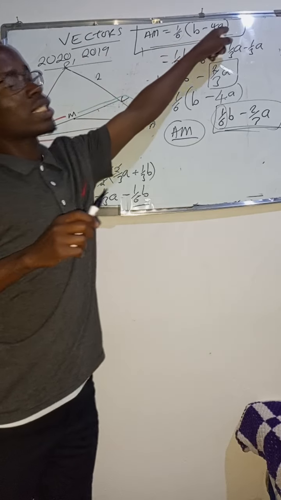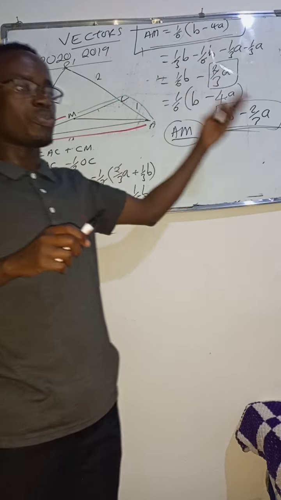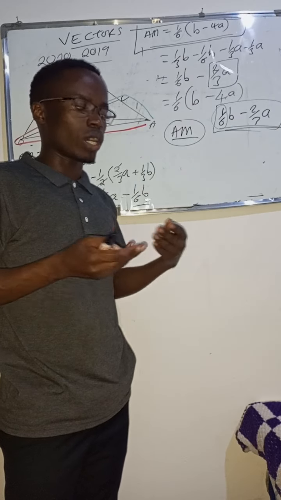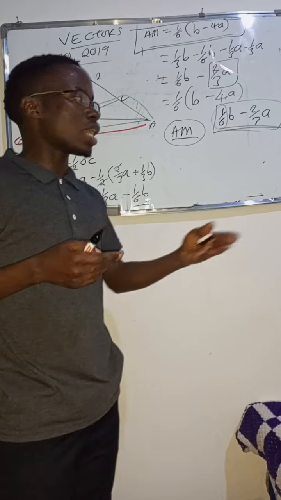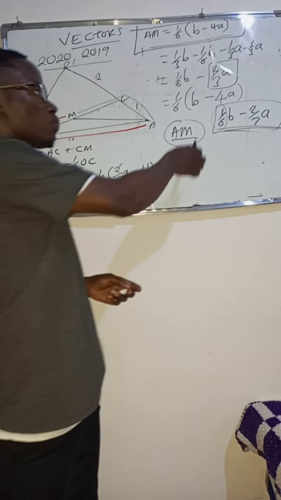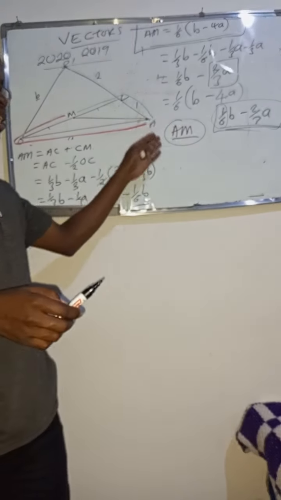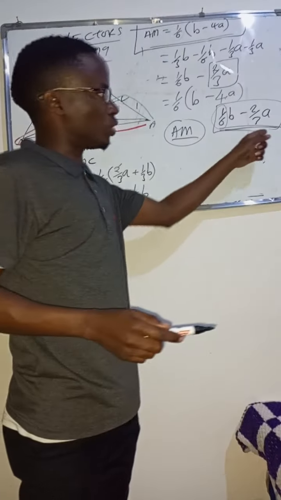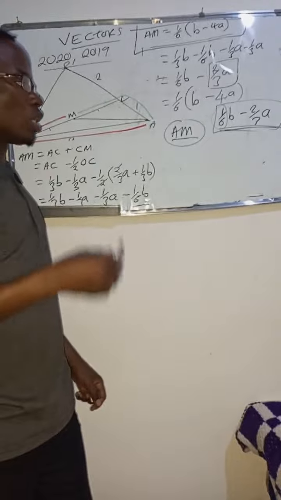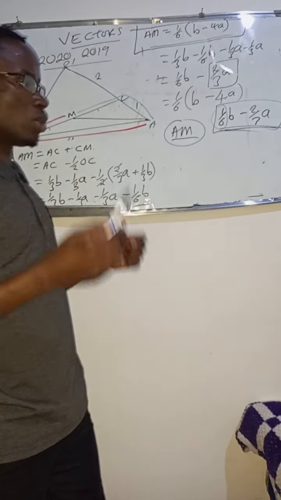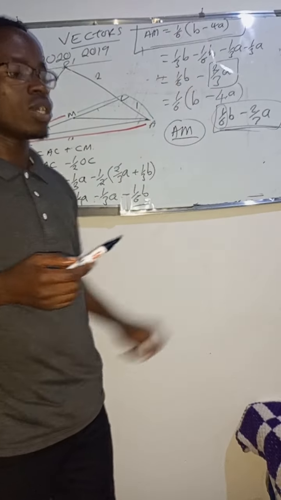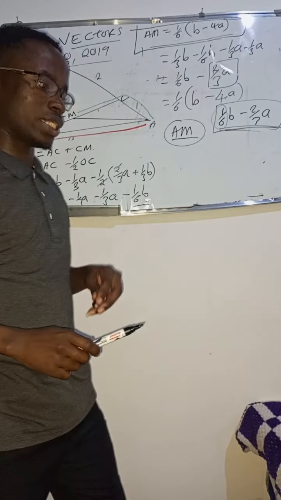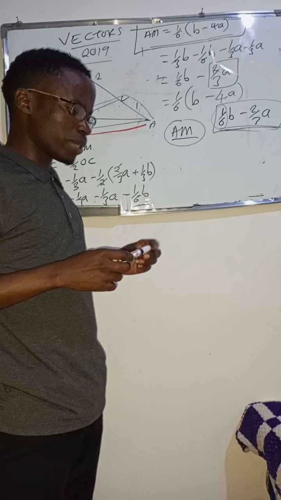So looking at that is just to help you know in what format to leave the final answer. Otherwise, it's as good as you just working out on your own, like they told you to find AM, and then you reach that point. Now, when you reach this point, you want to know in which format to leave the final answer. Then you refer to what you have been given so that you show that AM is equal to that. Does that make sense?